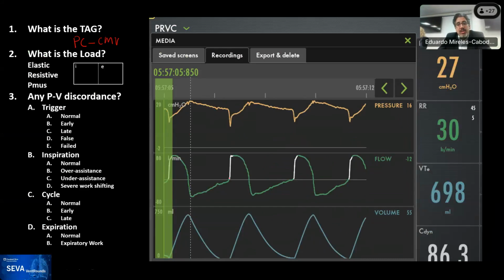So great rapid read. So now that we have achieved that, we're going to start reading our patient ventilator discordance in order. And so the first thing that we will read is the trigger. And so the question for the audience is, is the trigger early, late, false, or failed?